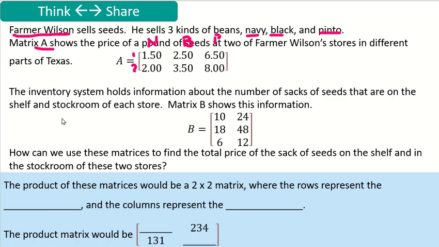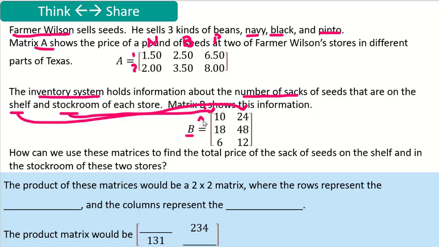Now the inventory system holds information about the number of sacks of seeds that are on the shelf and stockroom of each store. So this matrix shows this information. So remember, the inventory system holds the information about the number of sacks that are on the shelf and in the stockroom. So this first column is sacks on the shelf, and this is sacks in the stockroom of navy, black, and pinto beans, if you're trying to organize and visualize what this is.